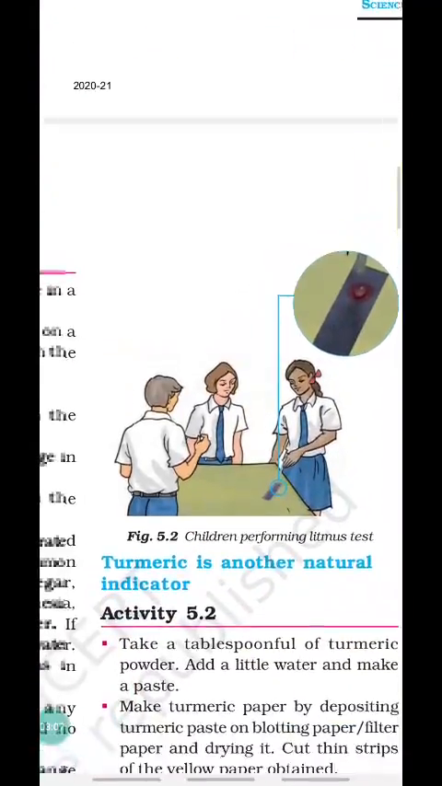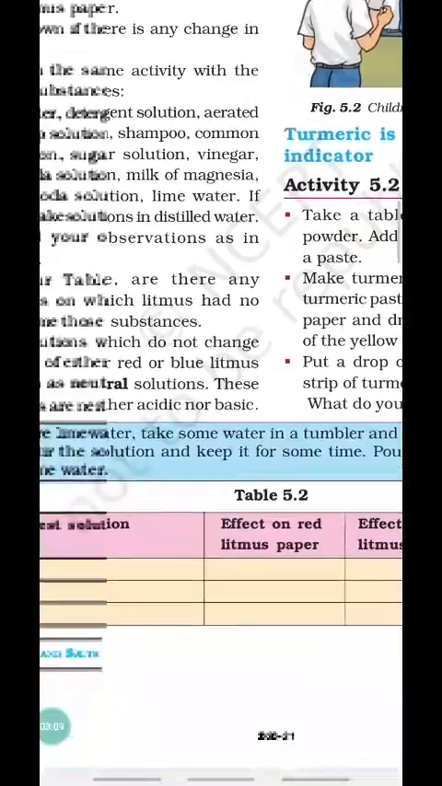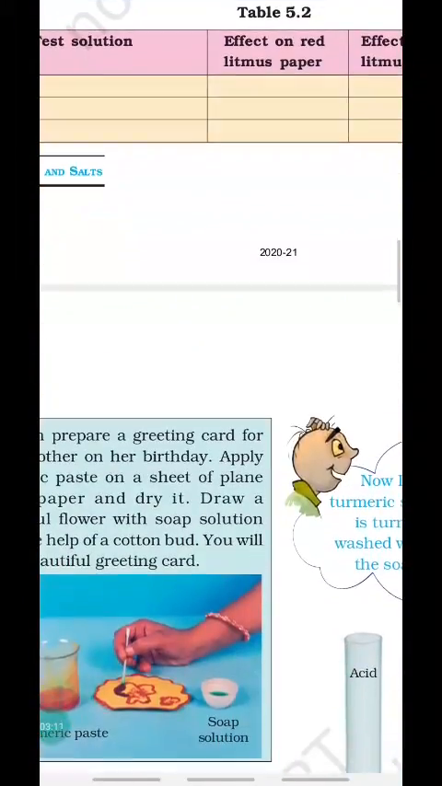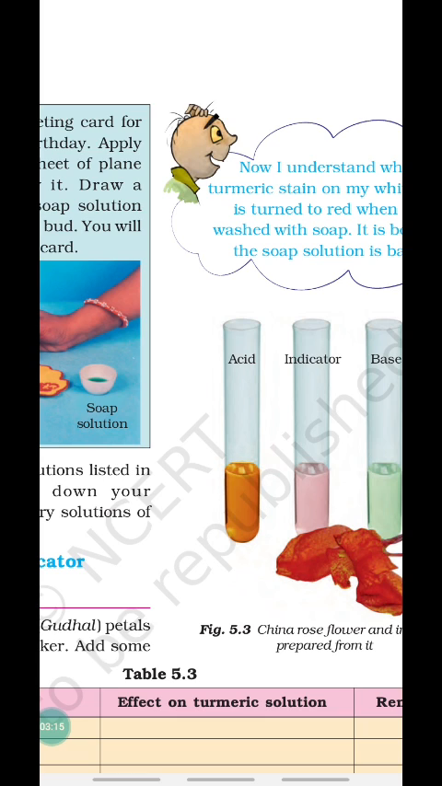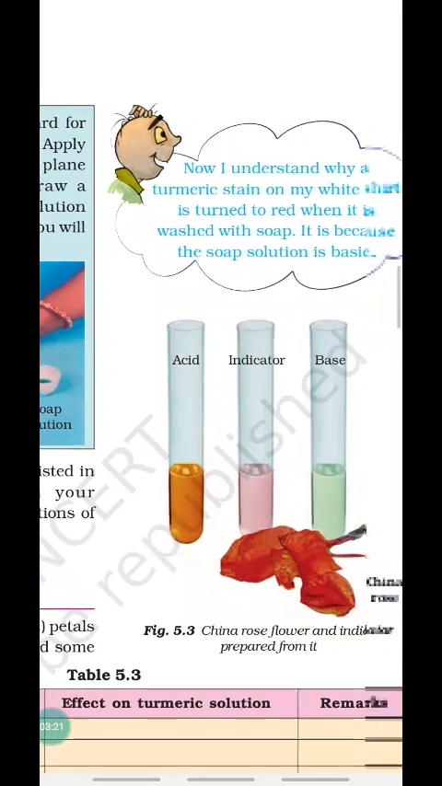So based on the coloration, we can decide whether the substance is acidic in nature or basic in nature. See the test conducted by some students to confirm whether the substance is acidic or basic. China rose gives magenta red in acid and green color in bases.